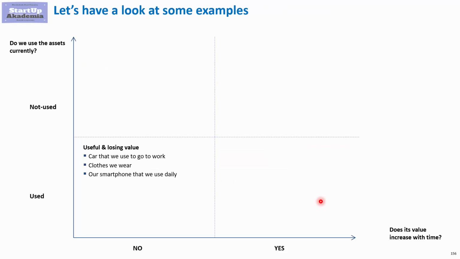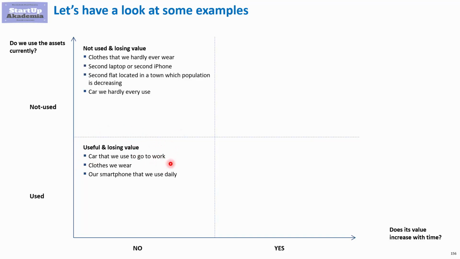So when it comes to useful and losing value, we would have a car that we use to go to work, clothes we wear, and our smartphone that we use daily. When it comes to things that we don't use and are losing value, we have clothes that we hardly ever wear. So maybe a dress we bought for one night. We have second laptops and second iPhones. A second flat located in a town whose population is decreasing, so its value is also decreasing. And another second car we hardly ever use, or maybe even the first car if we don't use it too often.